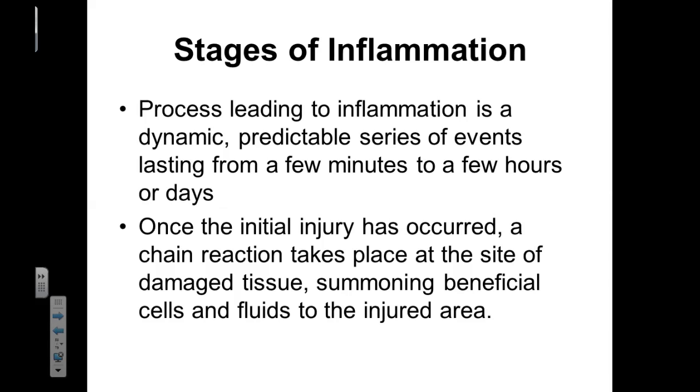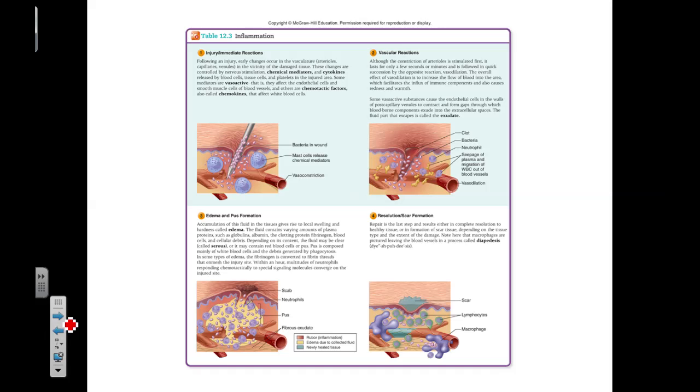During inflammation, we're going to have this series of events occur in a predictable and coordinated fashion. The first thing that we need to have for inflammation to occur is the initial injury. And once the initial injury takes place, the chain reaction of events of inflammation will be initiated. So first, we have the injury occur.